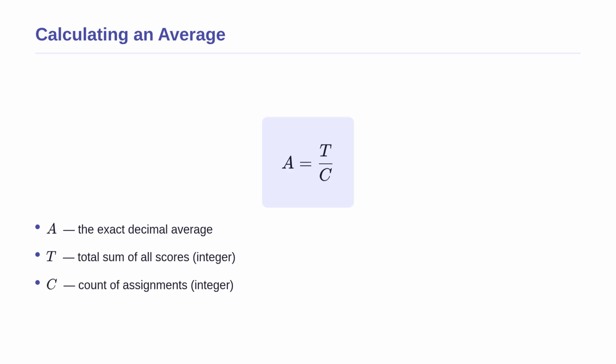Before we see an explicit cast in action, let us review the standard formula for calculating an average. A equals T divided by C. In statistical computing, you often need to divide a total sum of whole numbers by a count of items. If both variables currently hold whole numbers, the computer will perform integer division and throw away the decimal part. To get a precise decimal average, we must change one of them to a decimal to trigger automatic promotion. This is exactly where our explicit cast comes in.